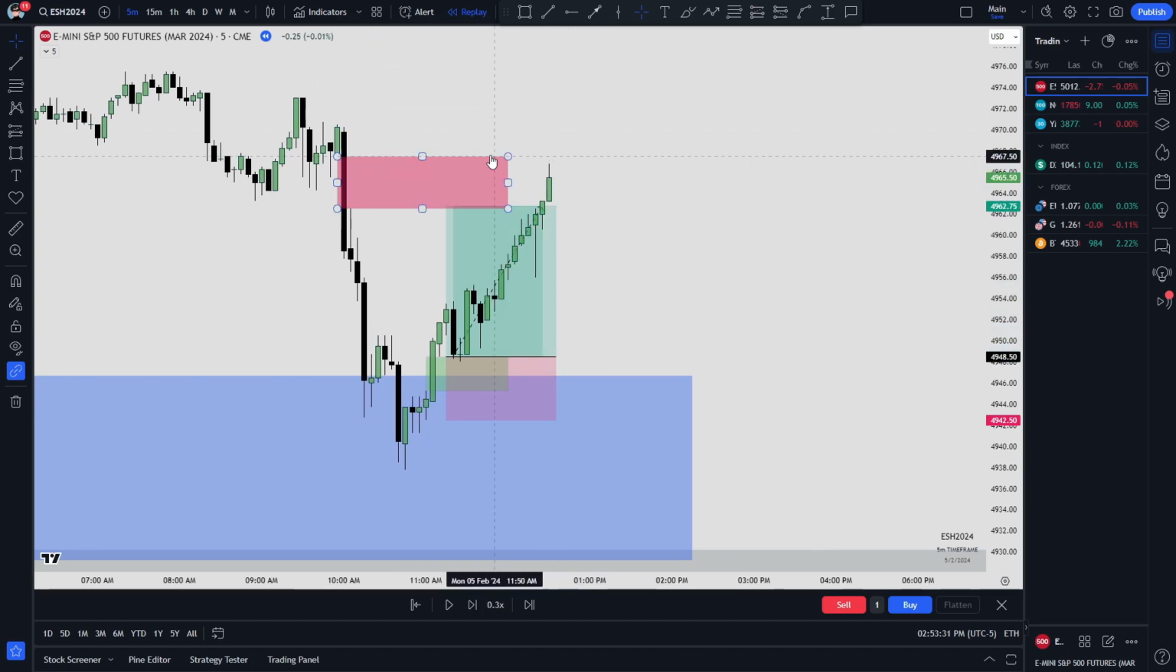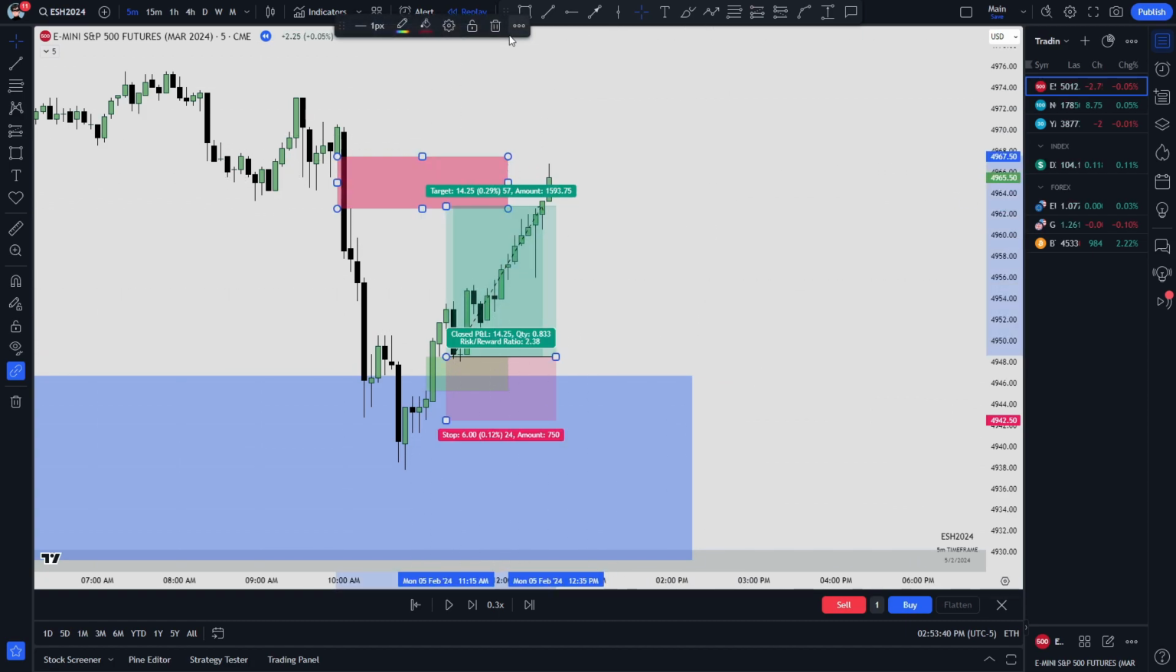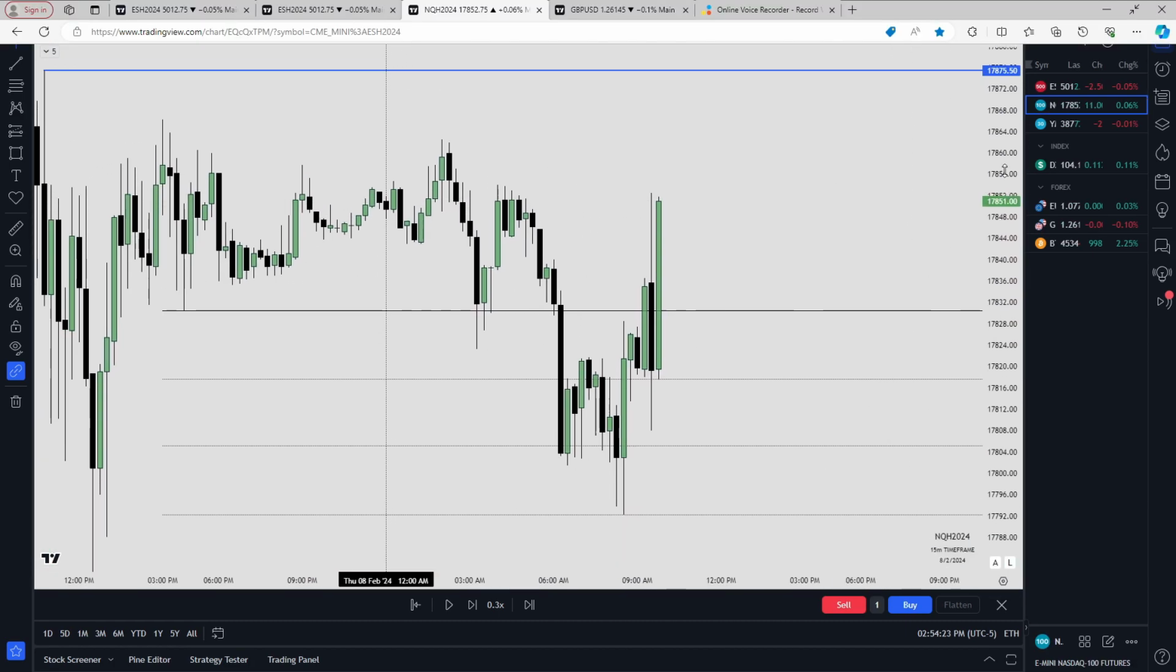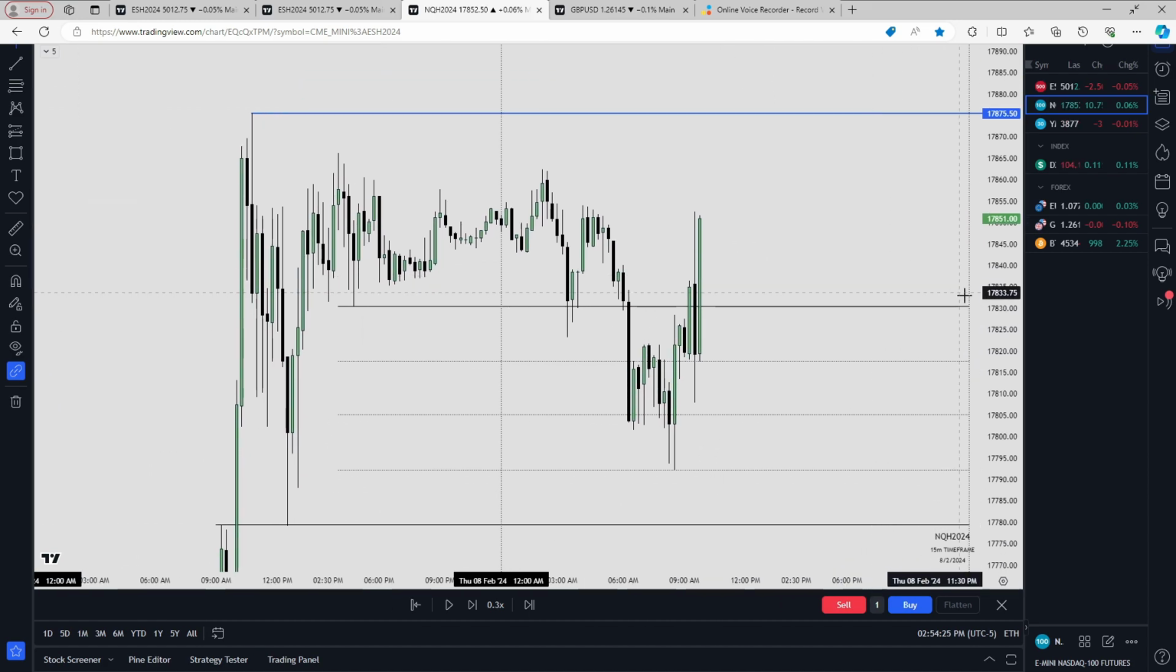And then it reaches up into our target, which is this bearish fair value gap as our drawn liquidity for a 2-to-1 R. Super solid, super clean trade. We're looking at the Nasdaq, right?